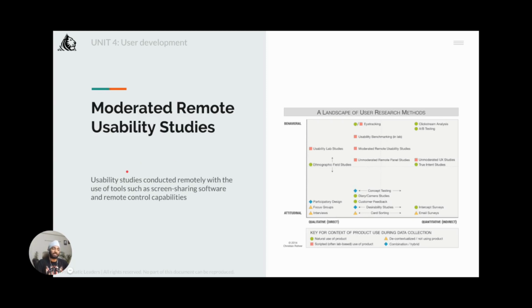So usability studies conducted remotely. अब सब कुछ बुला नहीं सकते हो, so you will conduct it remotely. So screen sharing करोगे या remote control use करोगे, जिससे कि you will conduct the usability studies. So similar to the previous one, except this one is moderated in a remote environment. Okay.